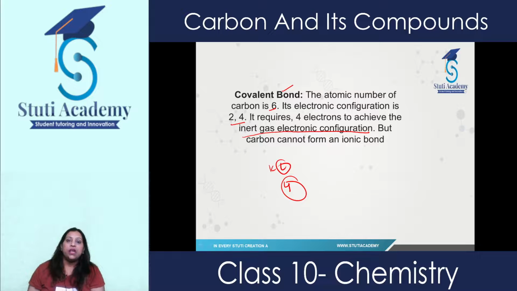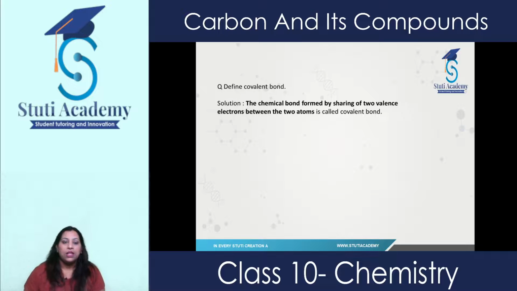What is the reason behind the formation of a covalent bond? It is to attain inert gas configuration. So it forms a covalent bond, and carbon cannot form an ionic bond because of its very low ionization energy. Now, a question can come in the exam: define covalent bond, or how is a covalent bond formed by the carbon atom? The definition of a covalent bond is: the chemical bond formed by the sharing of 2 valence electrons between 2 atoms is called a covalent bond.